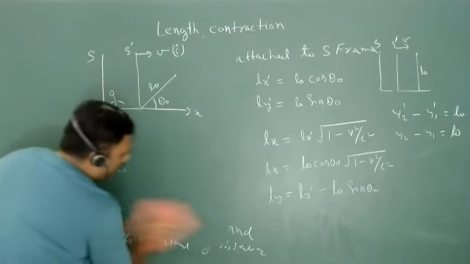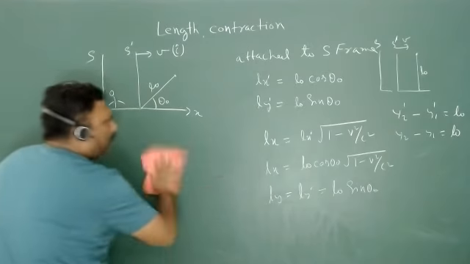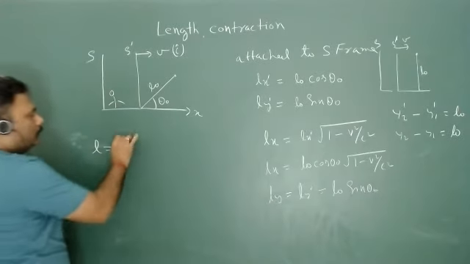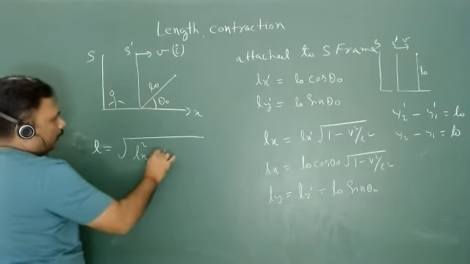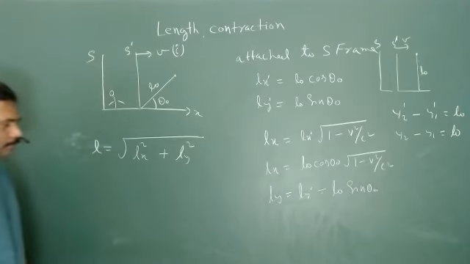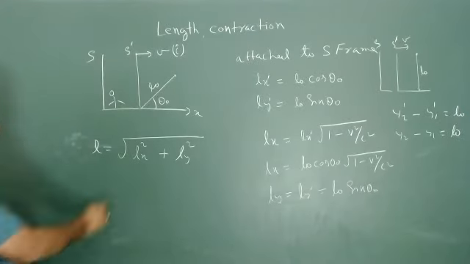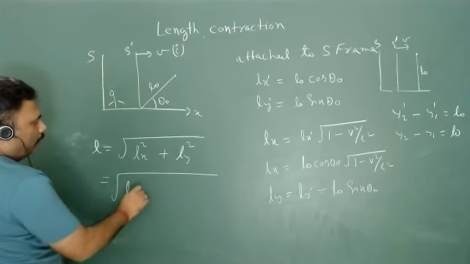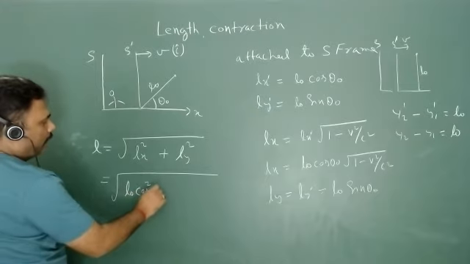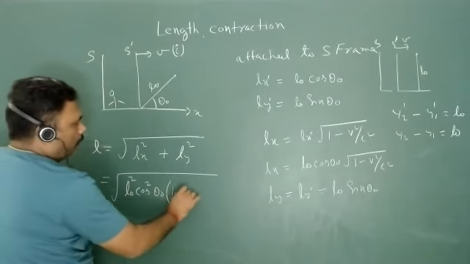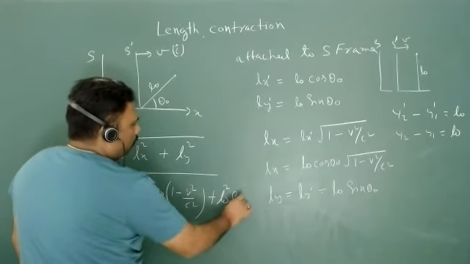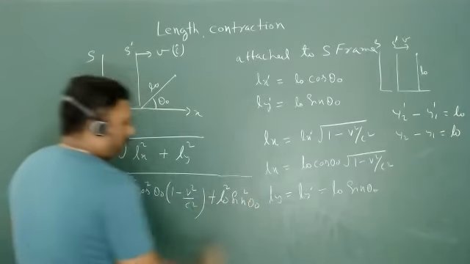Now, I will talk about the angle later, but first let's talk about the length of the rod. So what is the length of the rod as it appears to the observer? Obviously, the new length of the rod is basically Lx square plus Ly square. Are you comfortable? Now let's go for this. This is L naught square cos square theta naught times 1 minus v square upon c square, plus L naught square sin square theta naught.